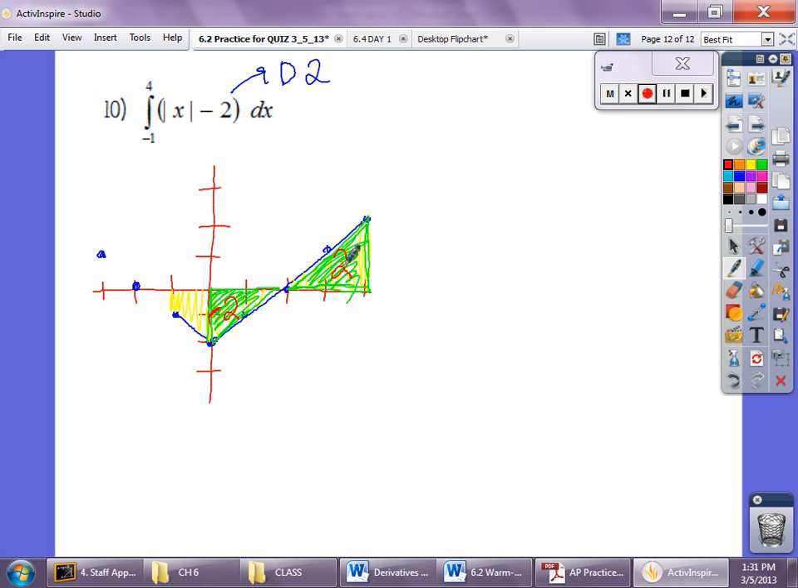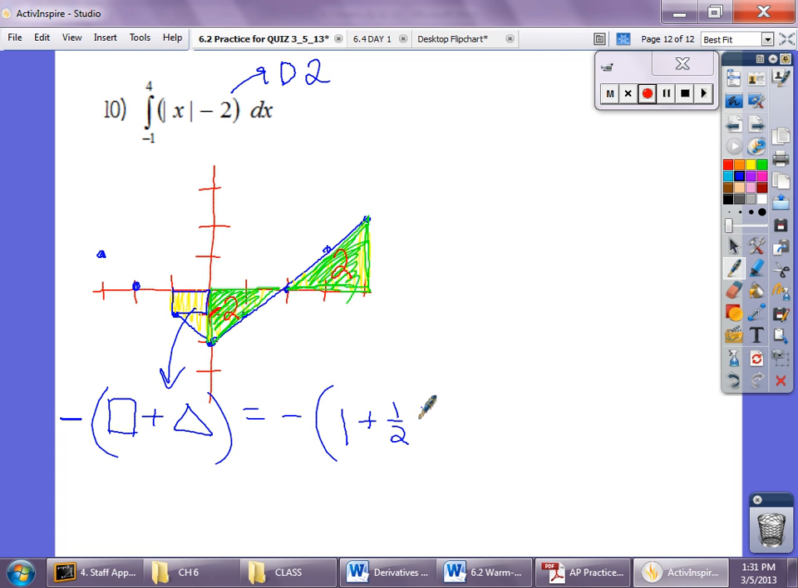So I only need to take the net signed area of this shape, and that shape is actually a square plus a triangle, except for it's below the x-axis, so I'll put a negative symbol in front. The square has an area of 1, the triangle has a base of 1, a height of 1, therefore my area is negative 3/2.